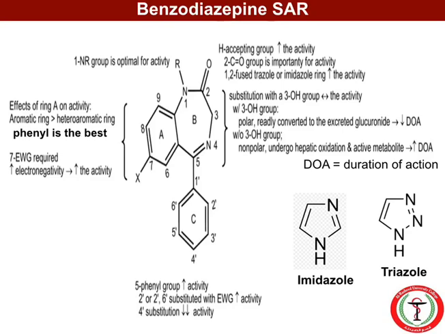The first point in the SAR of benzodiazepine is the NR group at position 1 at the top, which is optimal and essential for activity, and the R group can be varied, for example, hydrogen in lorazepam, and methyl or CH3 in diazepam, and so on, as shown in the next slide. The second point is the aromatic ring A, which is more active than a heteroaromatic ring, which contains a heteroatom, for example, oxygen, nitrogen, or sulfur.